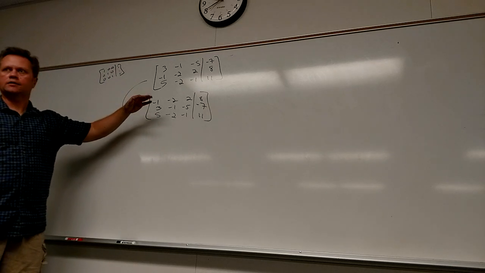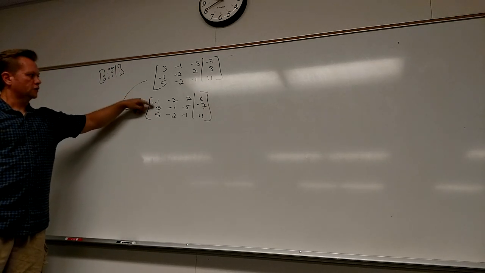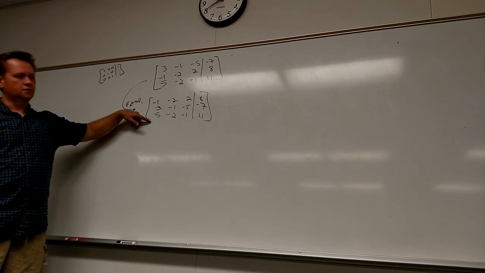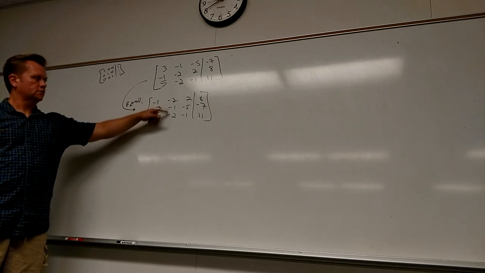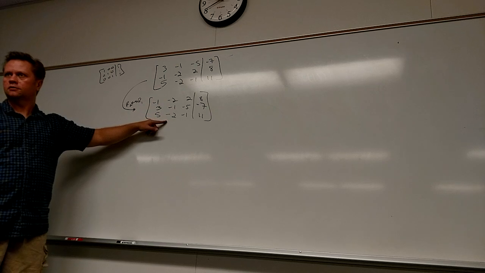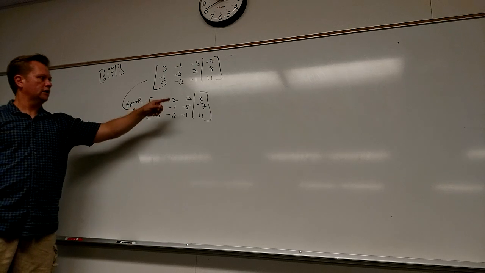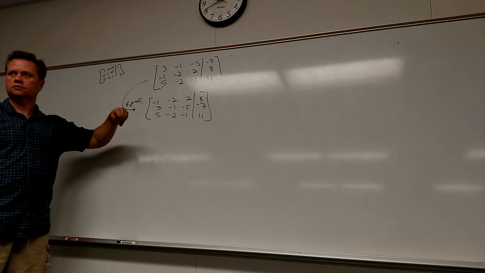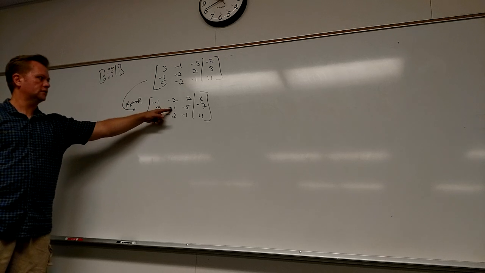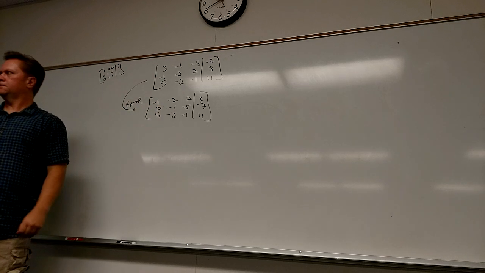Now, to be really honest, you don't have to start with this first column. You could start with this column. It's got some nice stuff going on, right? If I multiply by a negative, these would kill each other, for example, and then I can use this to kill whatever's left, and so on.